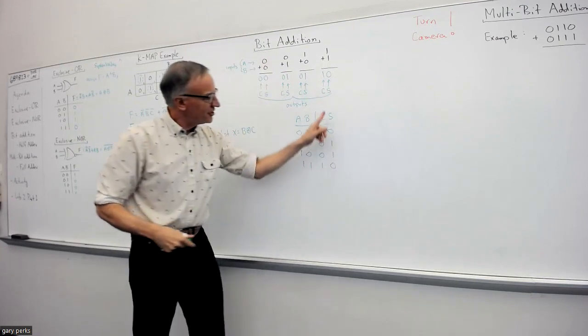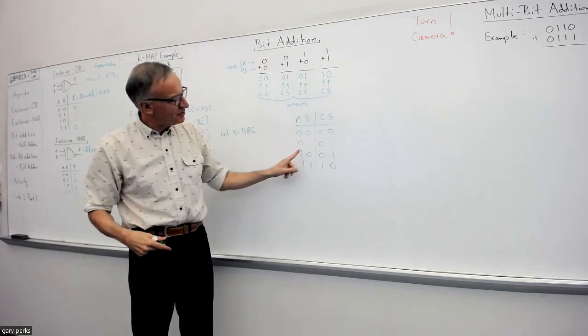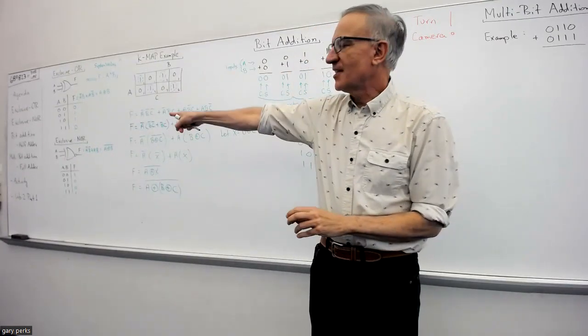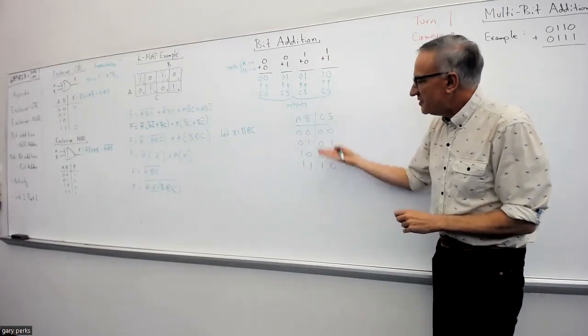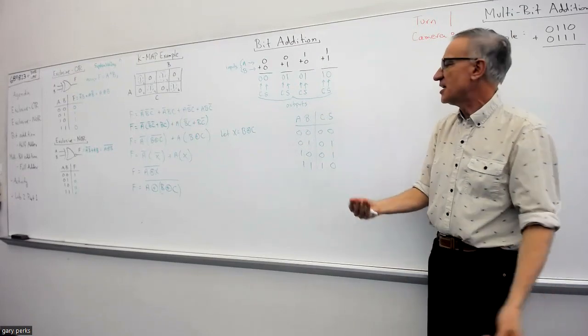What about S? If you just look at the S output, you compare it to the input. S is only a 1 when the inputs are different. It's 0 when they're the same. Yeah, we just talked about it. So, when you have a truth table that's only 4 rows, it's not really necessary to go into a K-map.